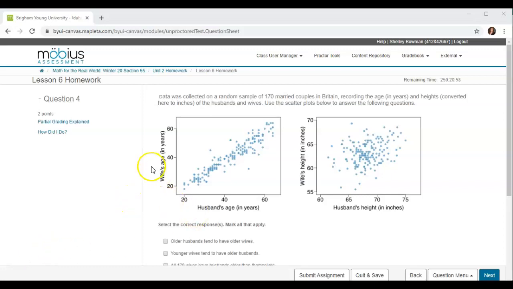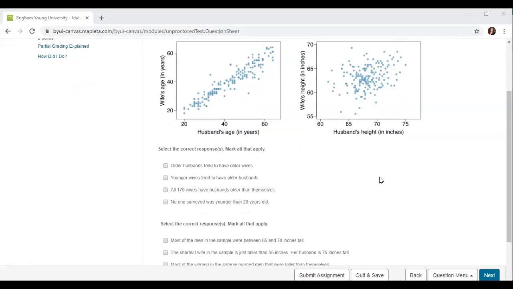All right, here we have wives' ages and husbands' ages and a beautiful positive correlation. Over here, wife's height and husband's height and a pretty good spread. Let's go see what the questions are. Select the correct responses and mark all that apply.